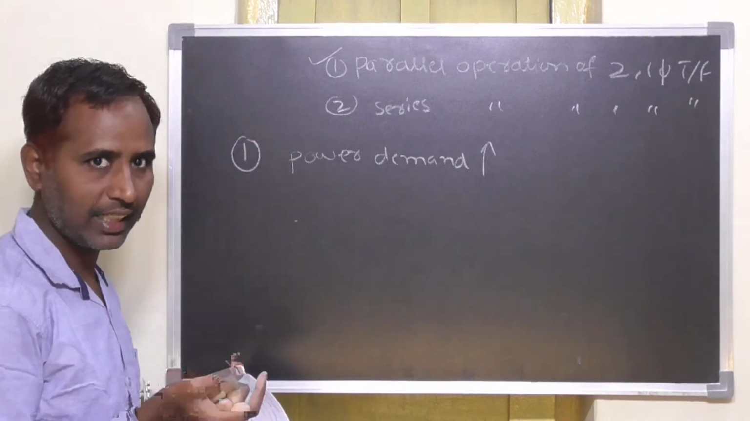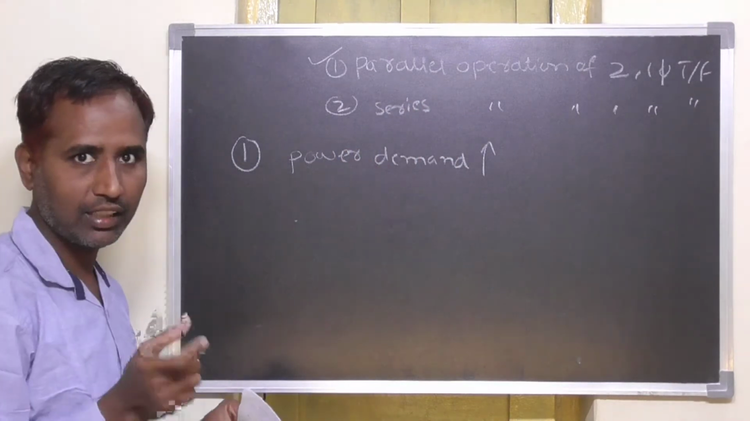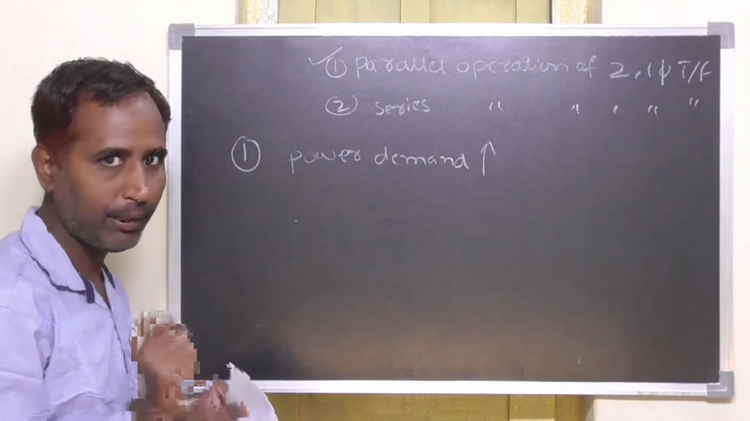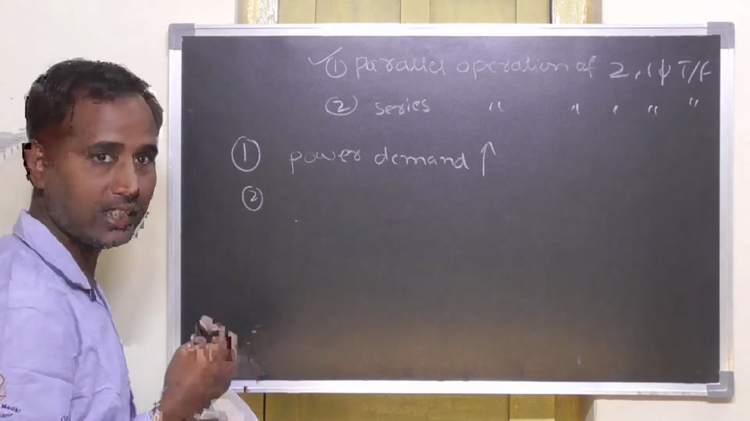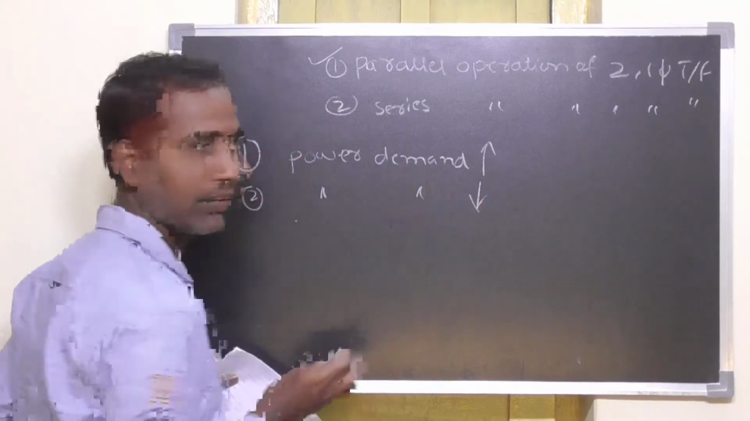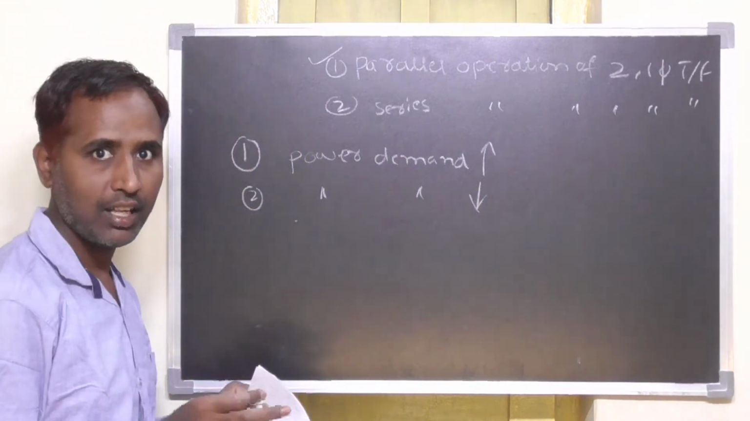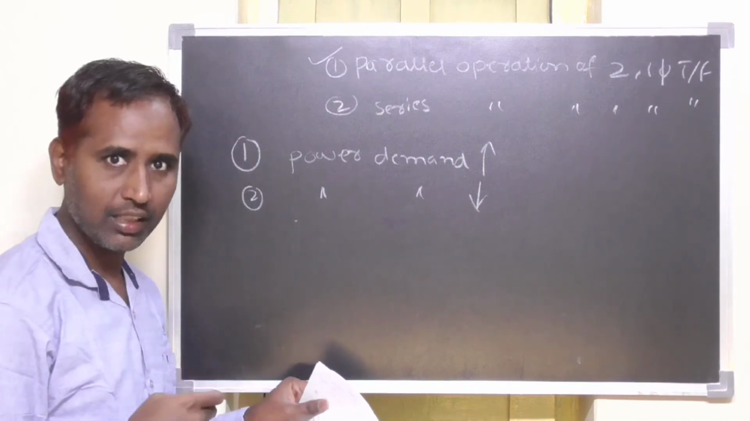If power demand increases, we can connect two single phase transformers in parallel. This is the first condition. So what is the necessity? When power demand decreases, suppose there is no power demand, then we can remove one transformer.